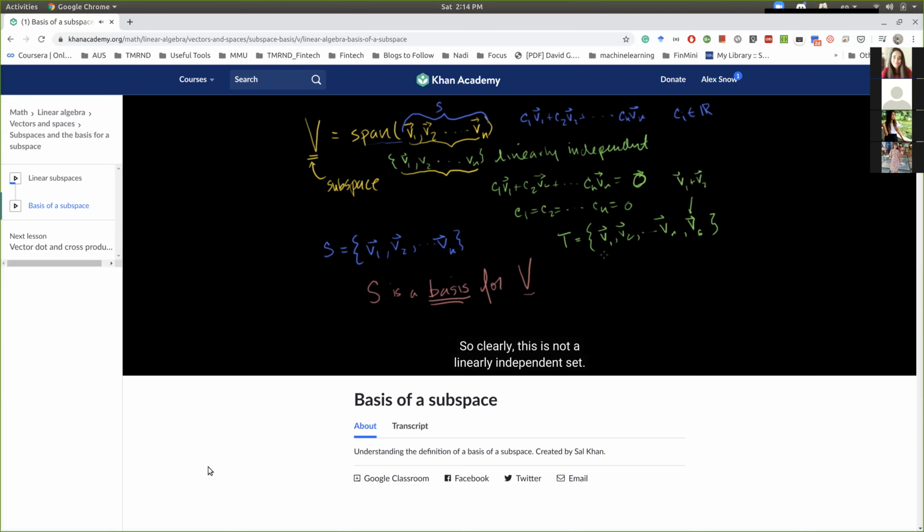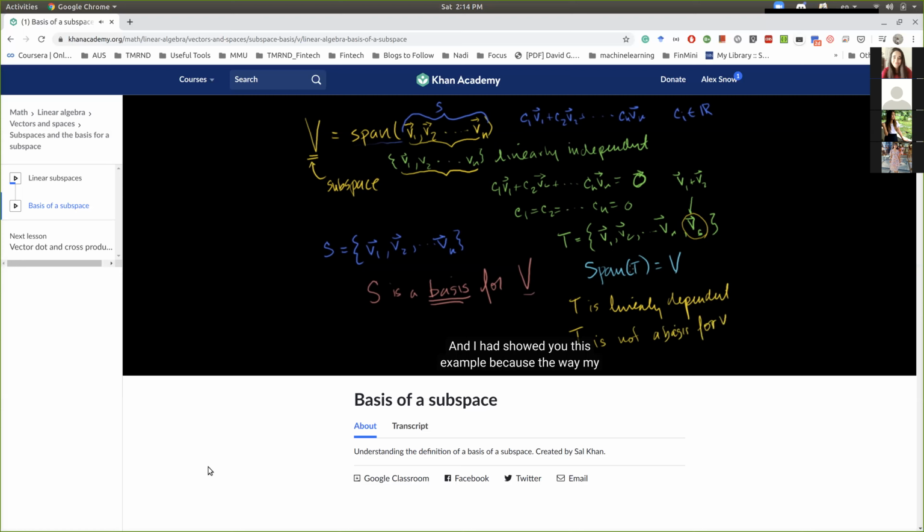So clearly this is not a linearly independent set. But if I asked you what the span of T is, the span of T is still going to be this subspace V. But I have this extra vector in here that made it non-linearly independent. This set is not linearly independent, so T is linearly dependent. So in this case, T is not a basis for V.